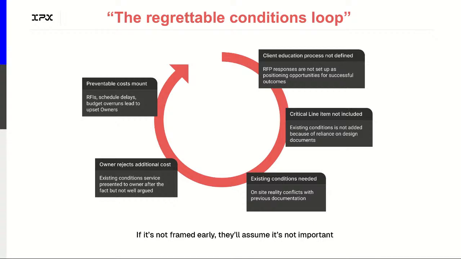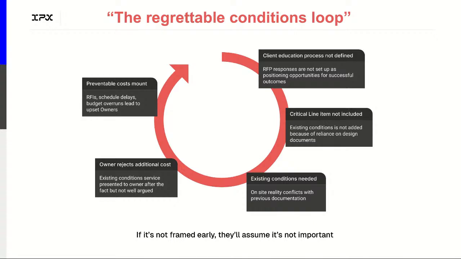So they don't add that as a line item, even though they might anticipate that the owner might have something to work with, etc. They just don't, right? And then at some point, there's a recognition after the award's been given and the project has started, like, oh, we probably need this, right? And I'm sure if this were an auditorium, I'd see a lot of nodding heads. Yes, this happens. I'd be curious if anybody has found themselves caught in this regrettable conditions loop. I know I certainly have.